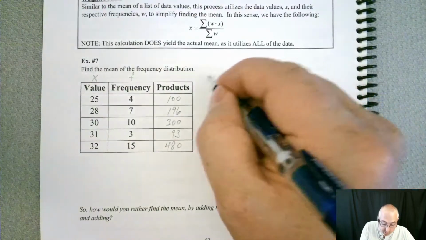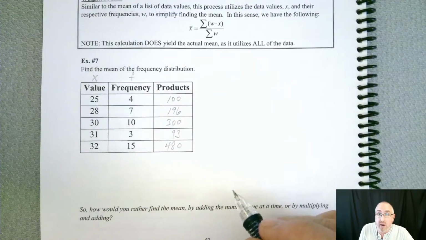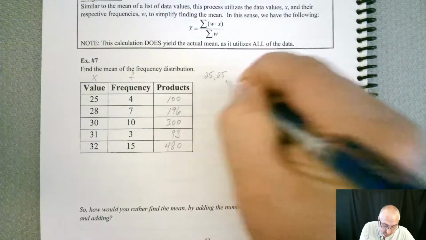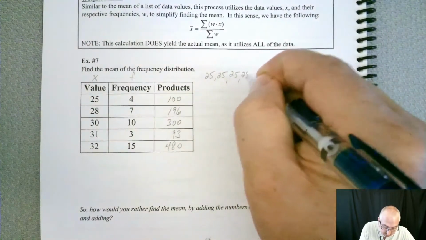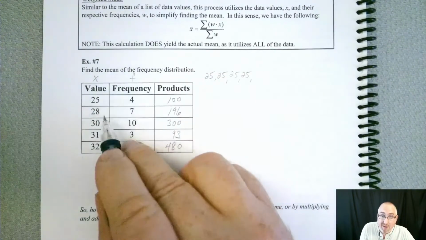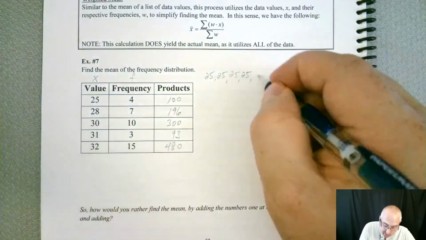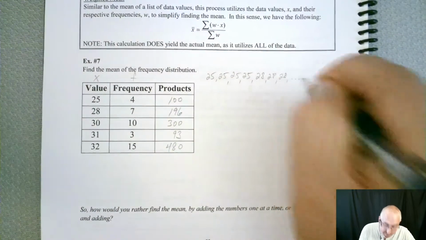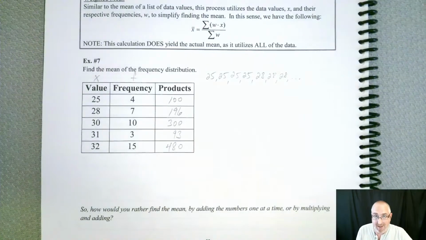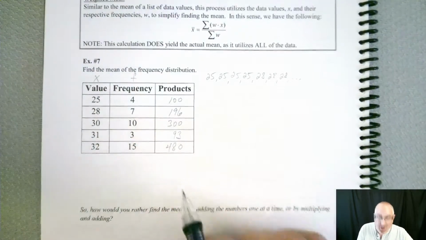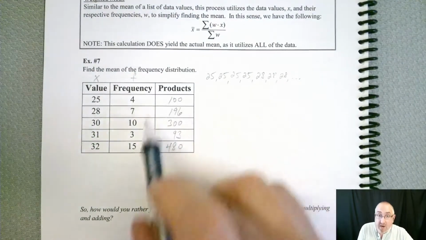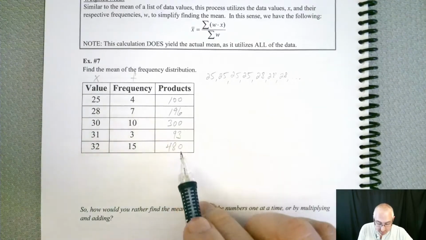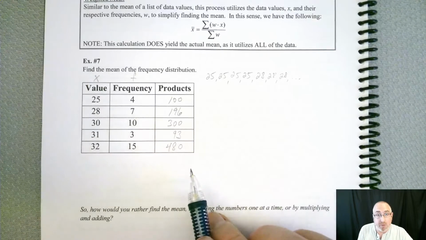Because otherwise, if we wanted to rewrite this entire table, we'd have to say, okay, well, I have a 25 and a 25 and a 25 and another 25. So there's my 4 25s. Now I got to write out 7 28s. So 28 and 28 and so on. And I don't think anybody wants to do that. I don't. So, okay. So we've taken care of all of the adding of those individual repetitions in one calculation. But now, what do we do with those products?